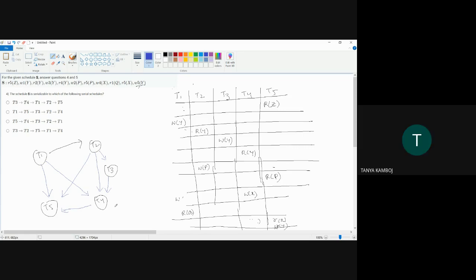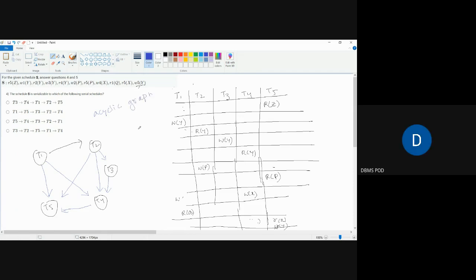Let's check. First read Z, then Z is there, nothing is there. Then W Y. So T1 to T2 will be there, then T1 to T3, T1 to T4, and T1 to T5 will be there, right? Then T2 to T3, then T2 to T4, then T2 to T5. So is this a cyclic graph or not? This is not a cyclic graph. So this will be conflict serializable.